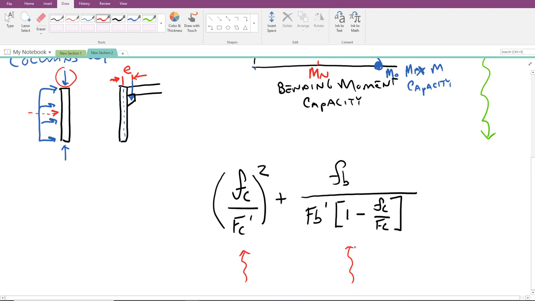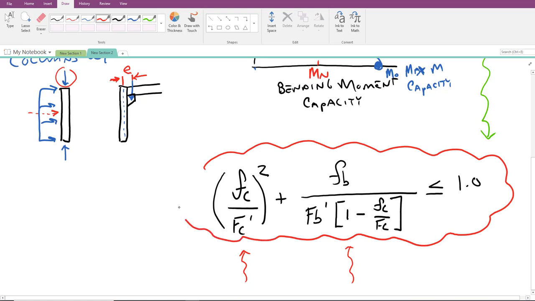A couple other adjustments in there for the sake of making this timber specific. It's the way that the timber empirically behaves. And then we just need to check and make sure that this relationship is all less than or equal to 1. This is how we run the interaction equation.